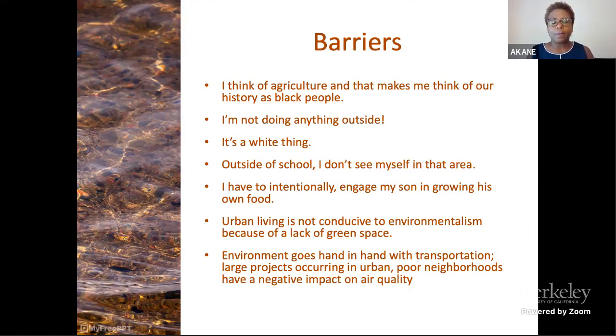But then there was a person who responded who was a part of the transportation industry and reminded me that environment goes hand in hand with transportation. There are large projects that happen in urban areas, sometimes poor neighborhoods, and those can have a negative impact on air quality. That's environmentalism, right? Title VI in the transportation world speaks to the fact that organizations have to get together with communities to talk about the impact that those projects are going to have on that community. Next slide.